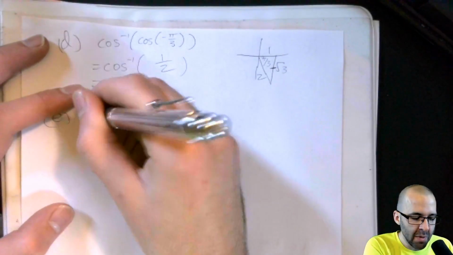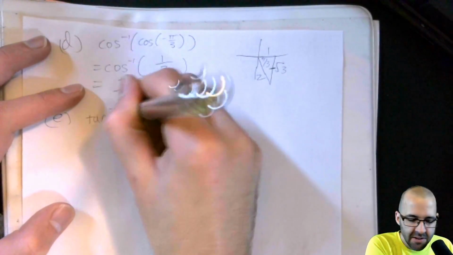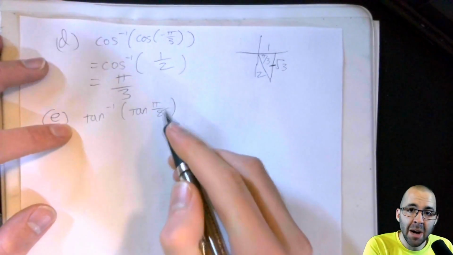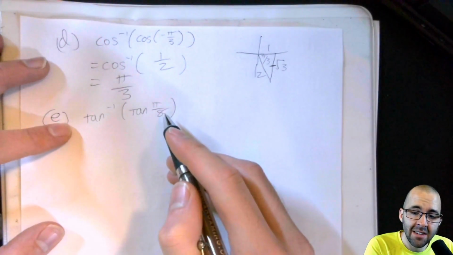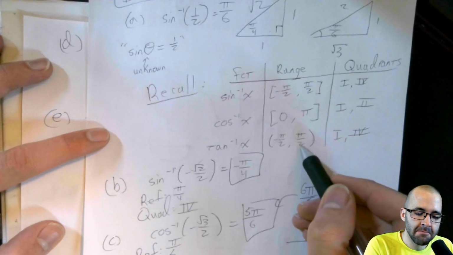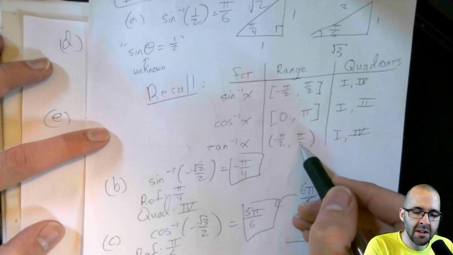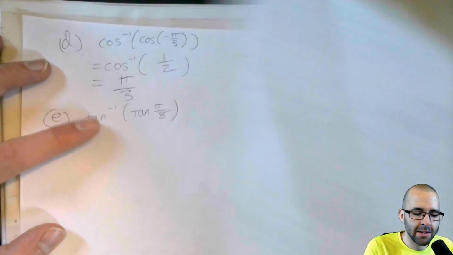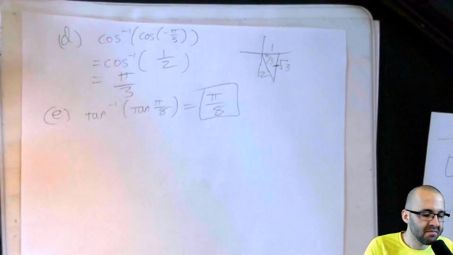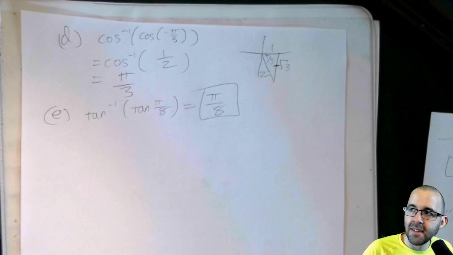Do a tangent one. It's been a while. Tangent inverse of tangent of pi over 8. Let's see if we can use the shortcut. Is pi over 8 in our range for tangent? Yep, that's right there. Pi over 8 is 22.5 degrees. So let's save ourselves a little bit of work. And there we go. All right.